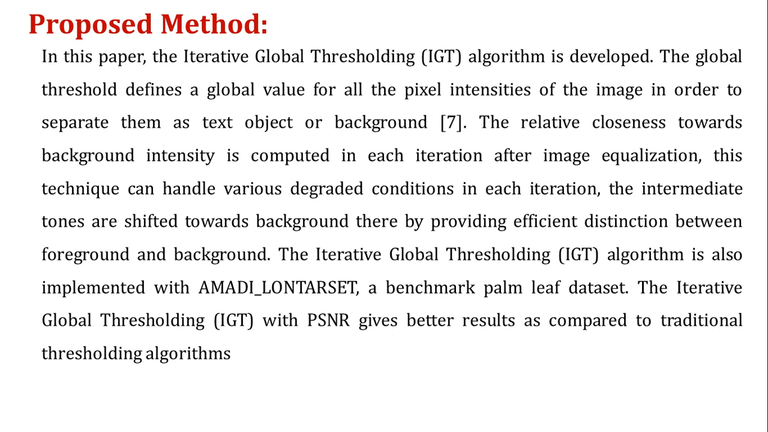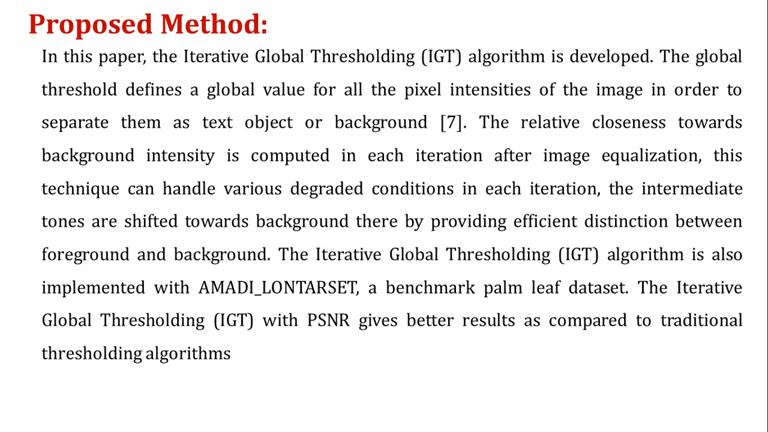The iterative global threshold algorithm is developed. The global threshold defines a global value of all the pixel intensities of the image in order to separate them into text object or background. The relative closeness towards background intensities is computed in each iteration after image equalization. This technique can handle various degraded conditions in each iteration. The intermediate tone is shifted towards background, thereby providing efficient distinction between foreground and background.